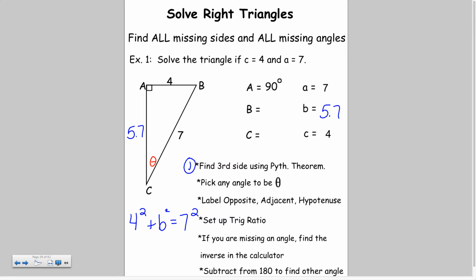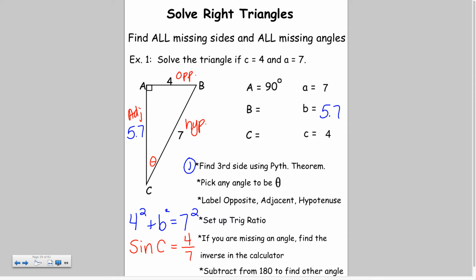Alright, now I can set up a trig ratio. Because I know all three sides of my triangle, I can use sine, cosine, or tangent. Either one of them will work because I know all three sides. I'm just going to stick with sine. So I want to find the sine of C. So if there's theta, that would be the opposite, that would be the adjacent, that would be my hypotenuse. So sine is opposite over hypotenuse, so 4 over 7.